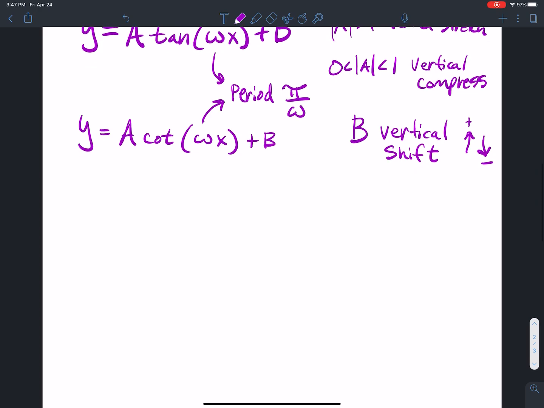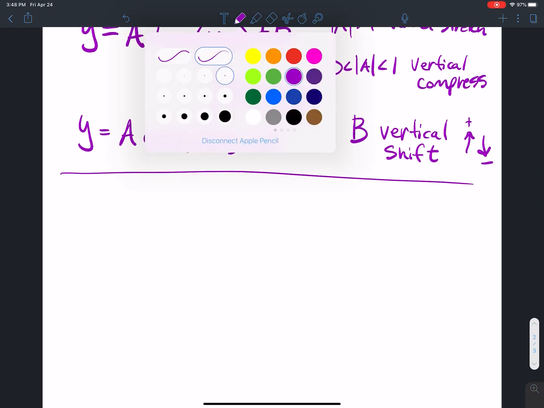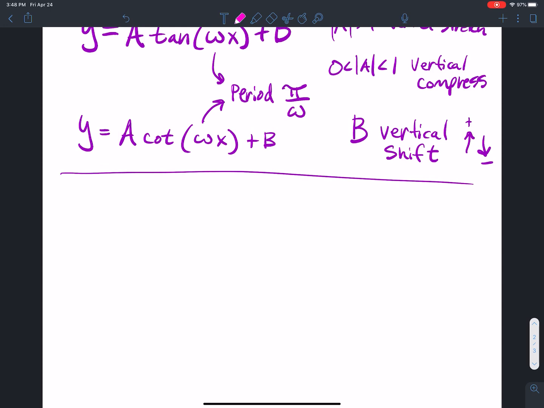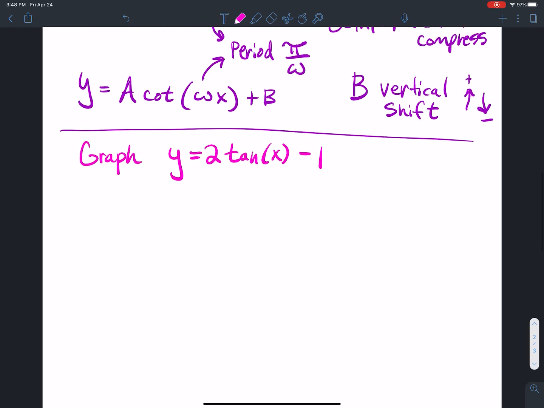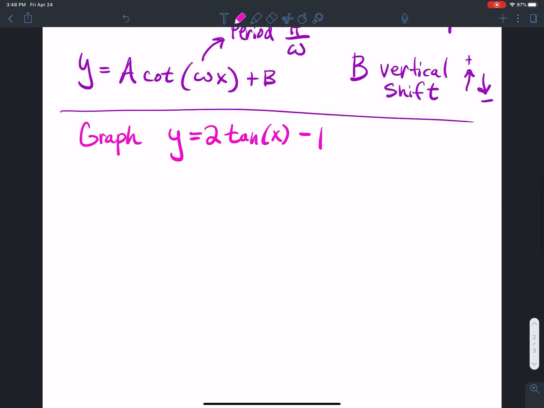All right, so let's do an example, and maybe it'll help out with this. So I want to graph y equals 2 tangent of x minus 1. So use the graph to determine the domain and the range of the function. Let's think about this for just a second. So the domain here, so what x's work, which ones don't?